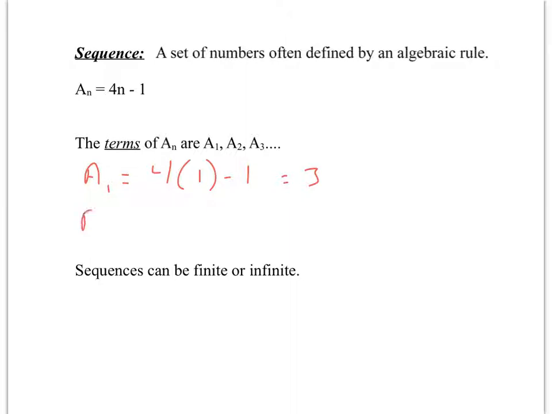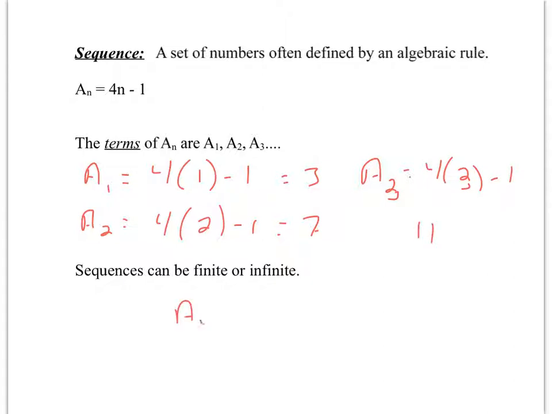A sub 2 would be 4 times 2, minus 1, which is 8 minus 1 equals 7. A sub 3 would be 4 times 3 minus 1, which is 12 minus 1, which is 11. A sub 4 would equal 4 times 4, 16, minus 1, which is 15.